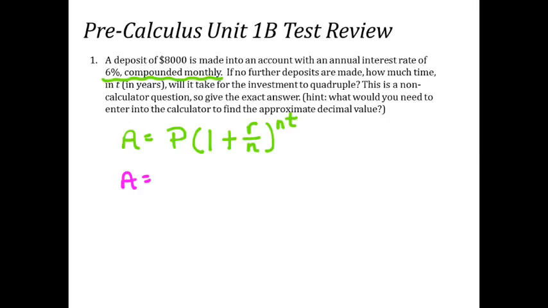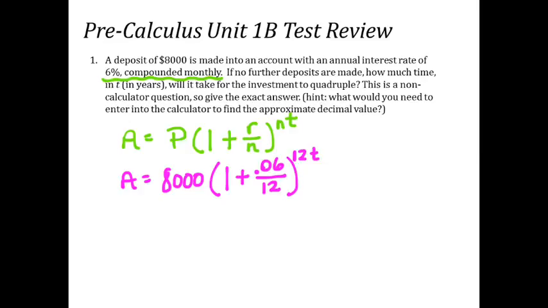Our principal or our initial amount of money is $8,000. 1 plus our rate. Now the rate is 6%, but I need to change that to a decimal. So 0.06 divided by the number of times it's going to be compounded, which in this case is going to be 12 times a year because it's compounded monthly. And so we're going to raise that to the 12t power.